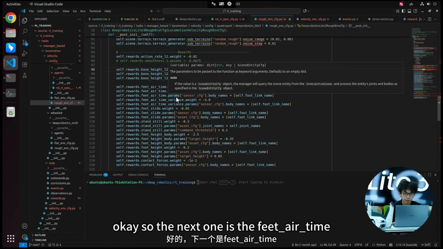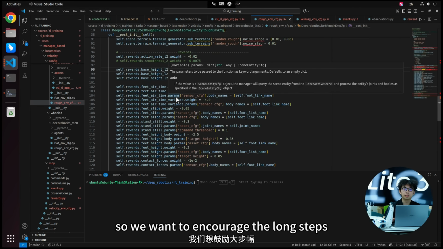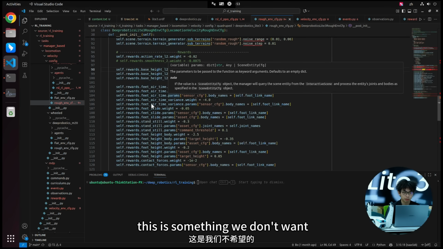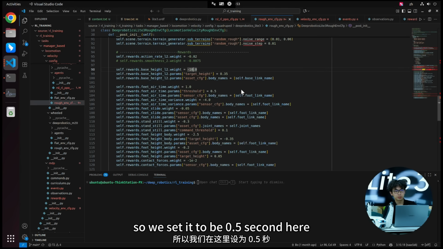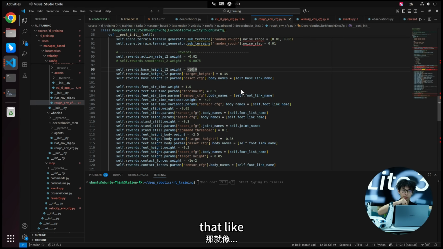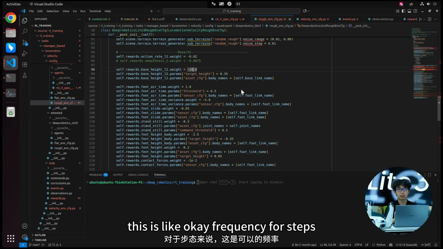So the next one is the feet air time. So we want to encourage long steps. We don't want short ones, this is something we don't want. So we set it to be 0.5 seconds here. This means that the steps are going to happen about every 0.5 seconds. This is an okay frequency for steps.